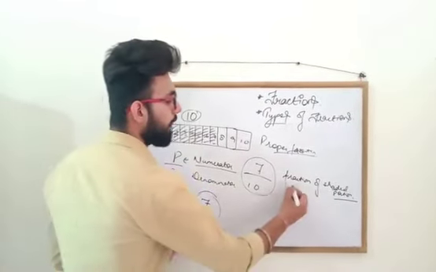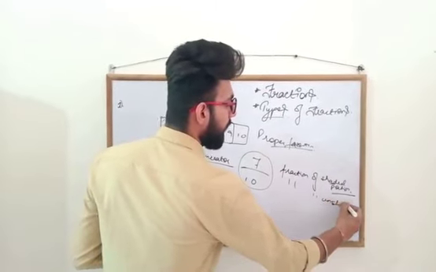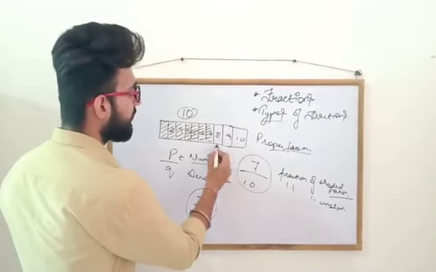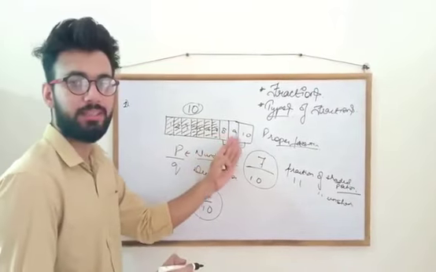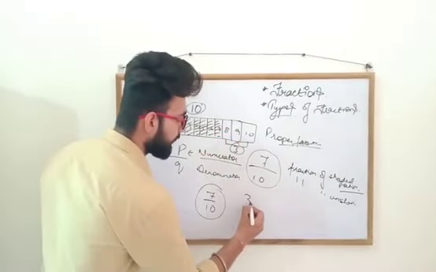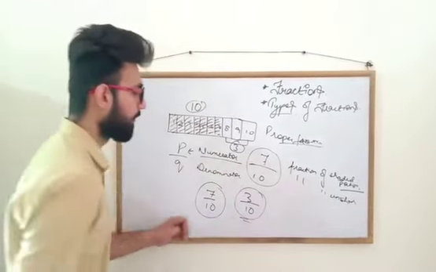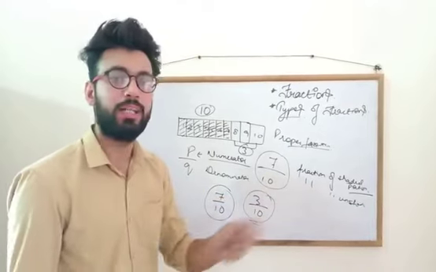And if we ask the question, fraction of unshaded. If we talk about unshaded, you can see the blocks 8, 9 and 10, which means there are 3. Okay? So how many parts are unshaded? 3 parts are unshaded out of 10 parts. So the answer 3 by 10 is the answer to the question, fraction of unshaded portion.